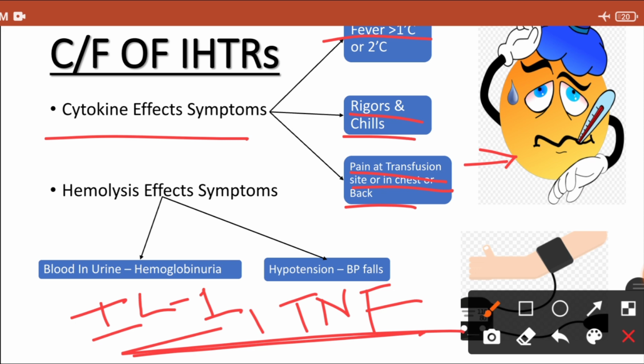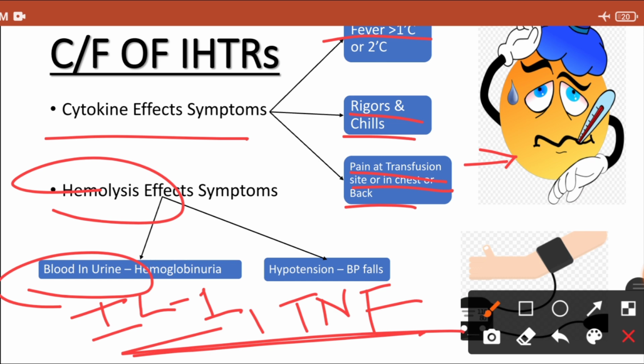All right. We have already discussed that there can be complement activation. So because of complement activation, you can have hemolysis, and because of hemolysis, you can have blood in the urine. And if you lose blood because of hemolysis, then your blood pressure can fall, and the patient can undergo low blood pressure.